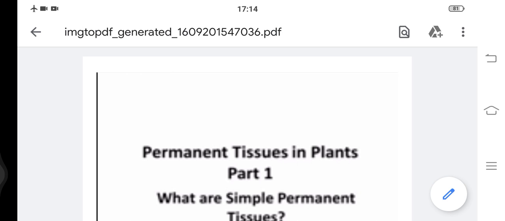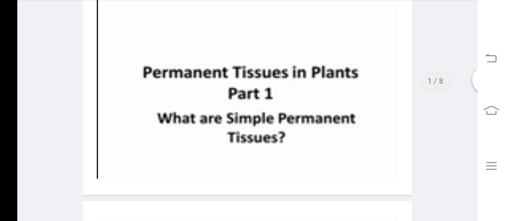There are two types of tissues: one is plant tissues and the other is animal tissues. Based on structure and function, plant tissues are classified again into two categories: meristematic tissues and permanent tissues. What are meristematic tissues? Meristematic tissues are the dividing tissues. Based on the location, we are going to classify them as apical meristem, lateral meristem, and intercalary meristem, right?